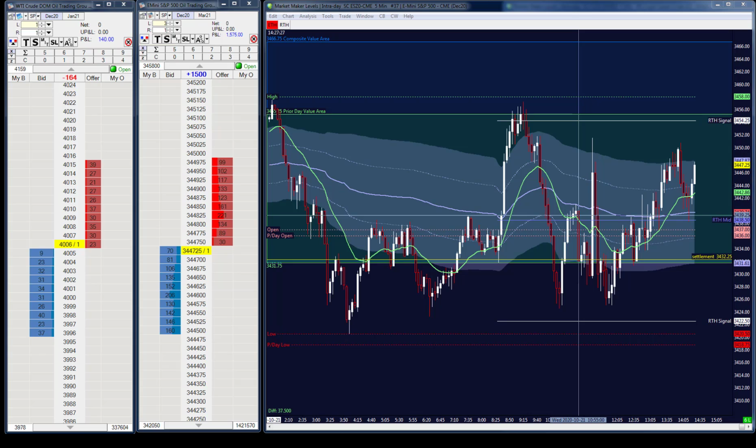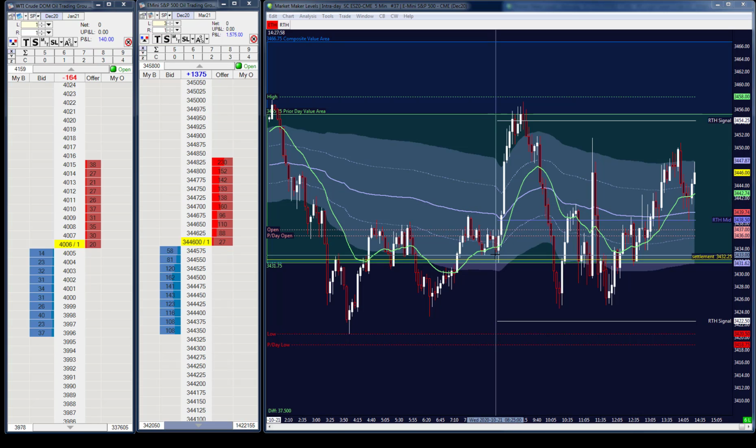Now, when the market is rotational, like we have seen it here over the course of the last several days, it is a good plan or a good idea to play the edges or the extremes or the top of the ranges. And so we were aggressively looking at this top of the value area and our market maker level, the RTH signal. However, we were also a little concerned that the edge might be the 2-day composite area, which is this blue area up here.